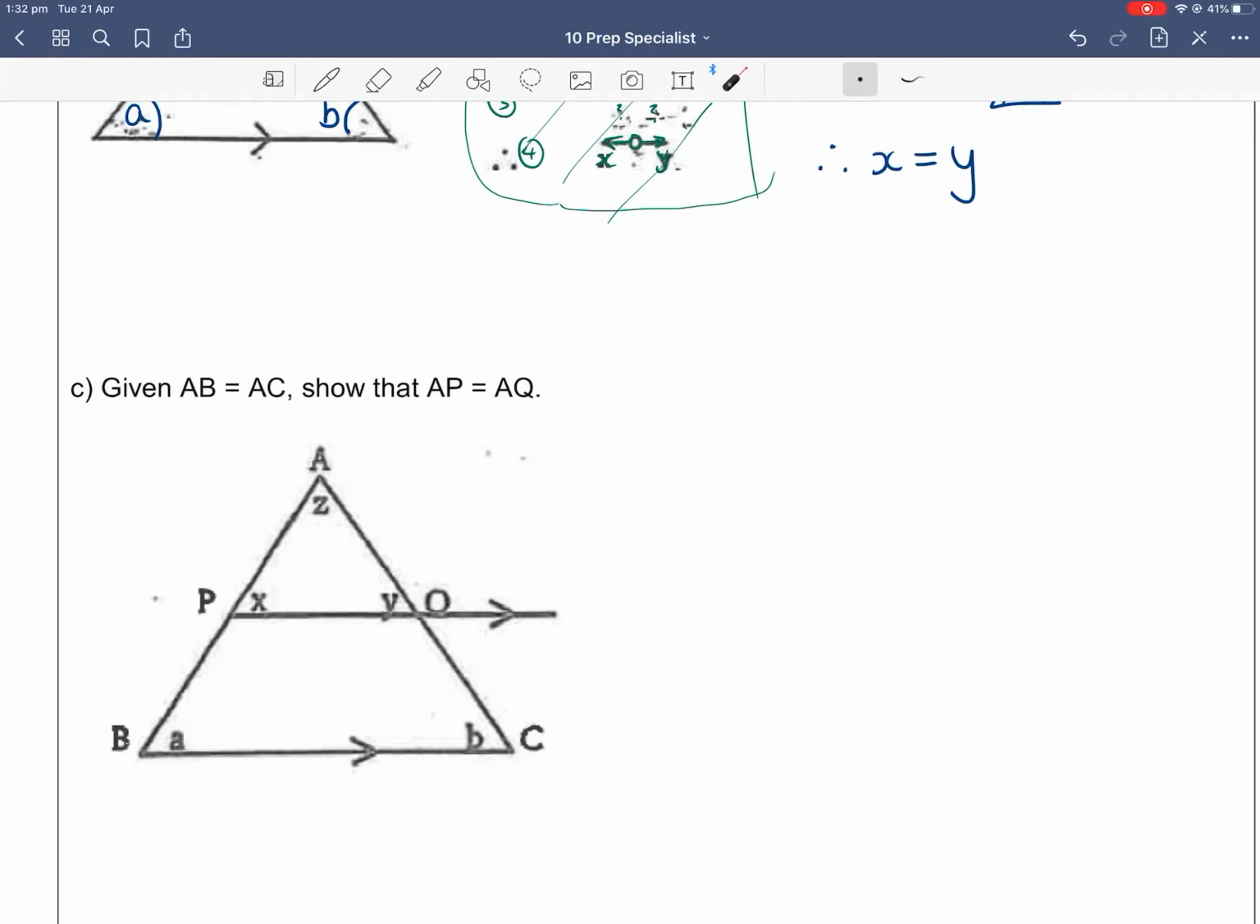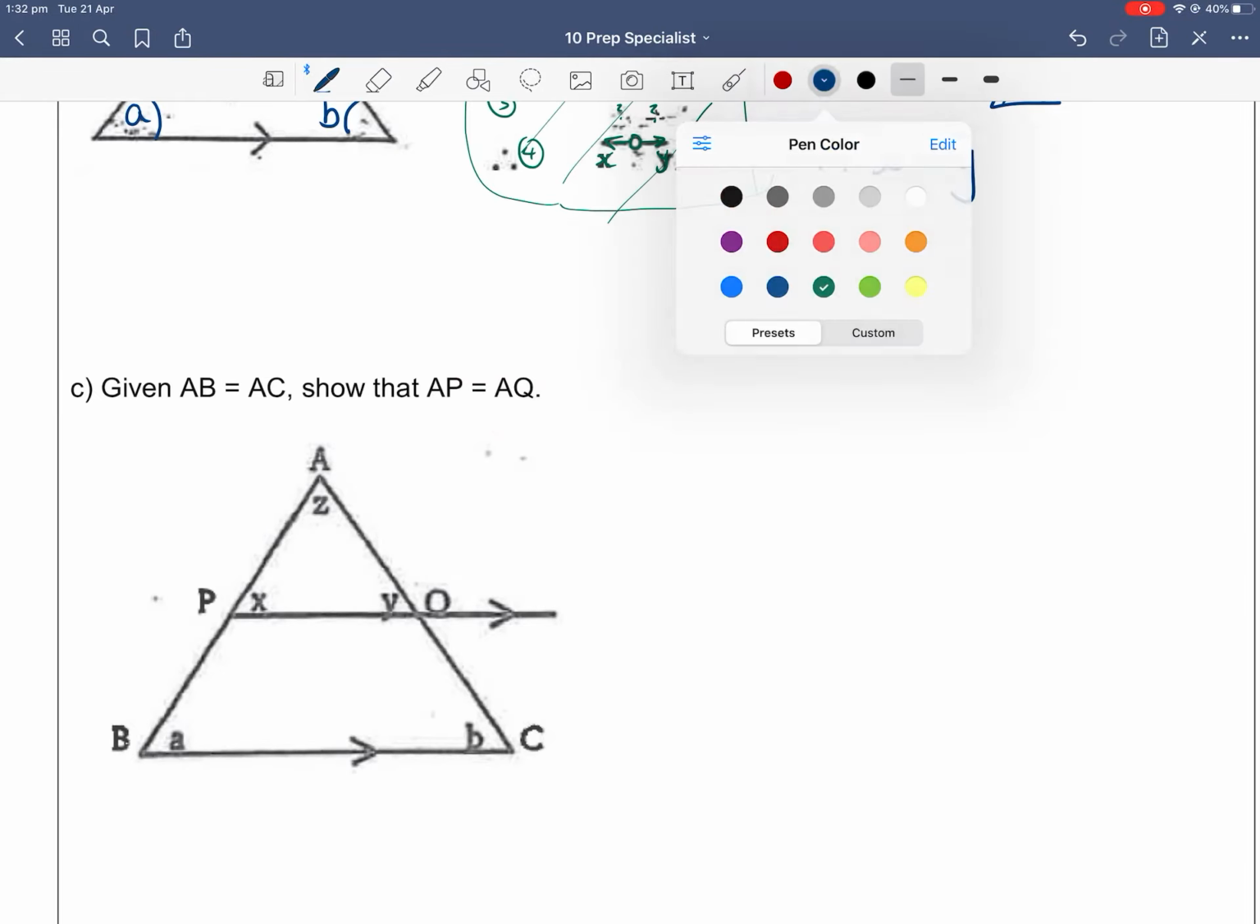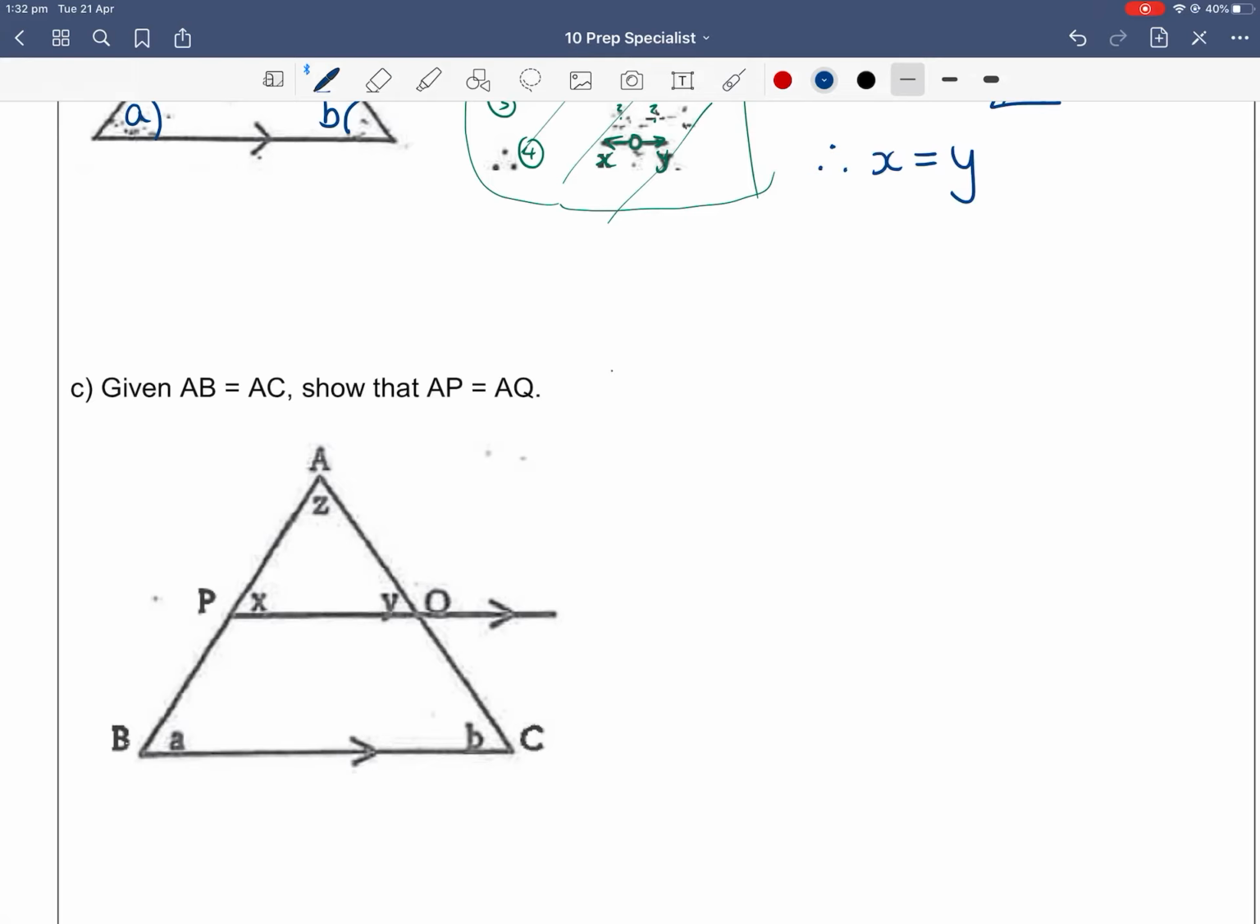So now let's have a look at example C. Example C says, given AB equals AC, so these two lines are equal, we want to show that the line AP is the same as AQ in magnitude. To start off with proofs, or wanting to show something, I prefer to write down our goal. So, want to show. What do we want to show? We want to show that AP is the same as AQ. It's just a goal that we can work towards.